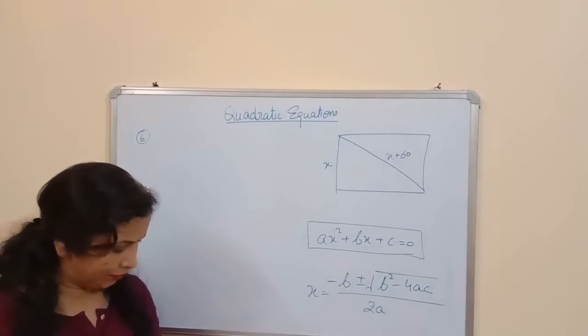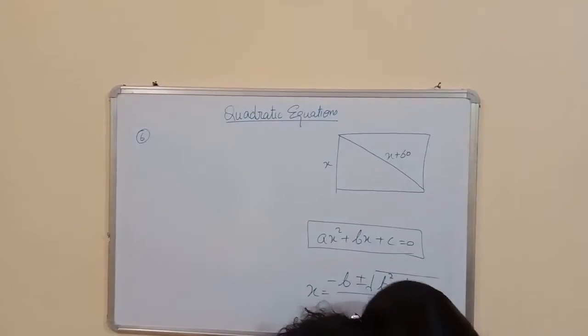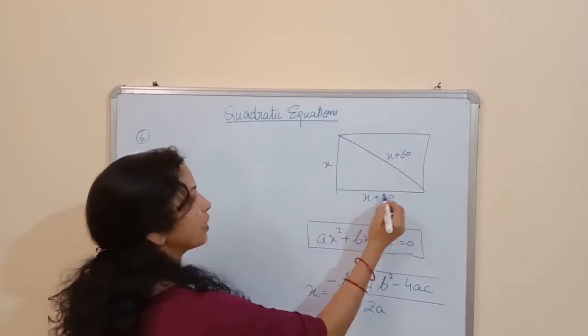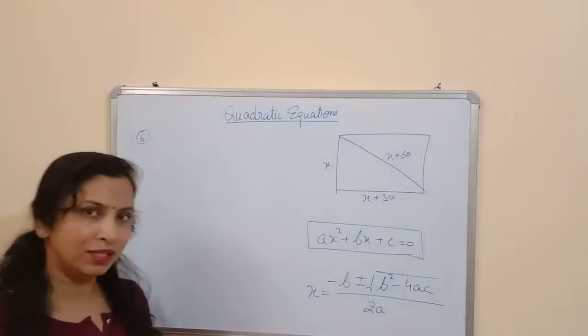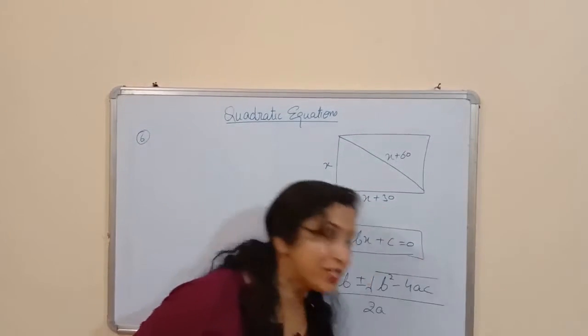And the longer side is 30 meter more than the shorter side. This is the length, and it is 30 meter more than the shorter side. So you have to find the length and the breadth, and also the diagonal. No, only the sides of the field.